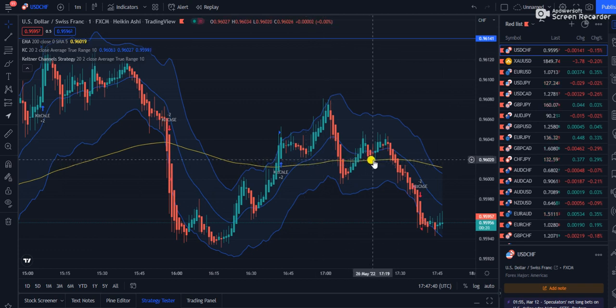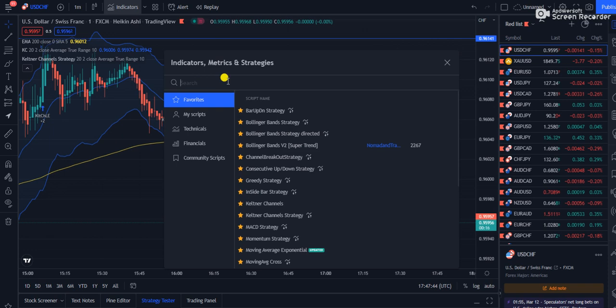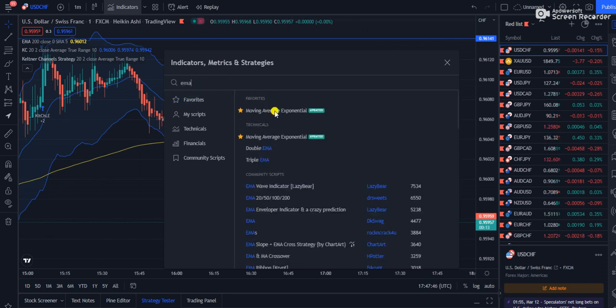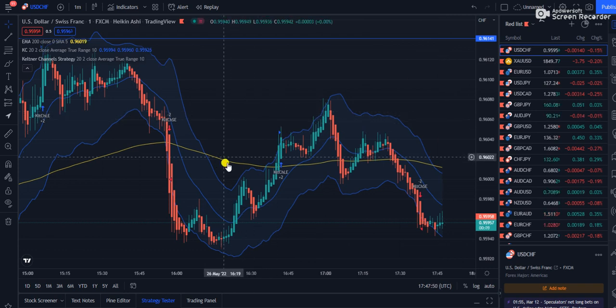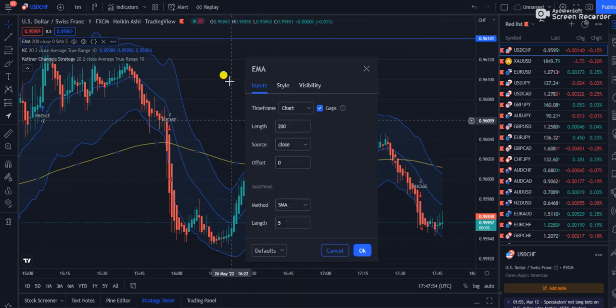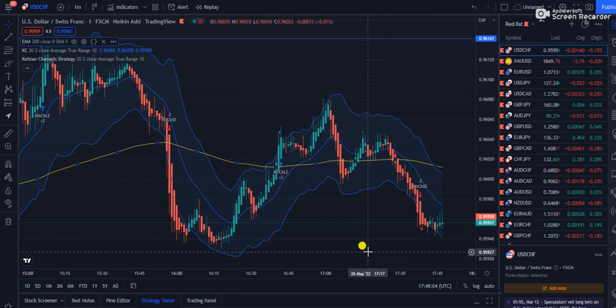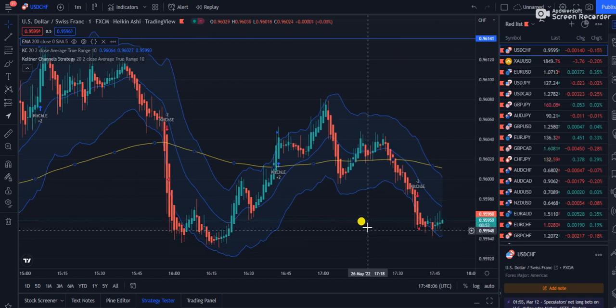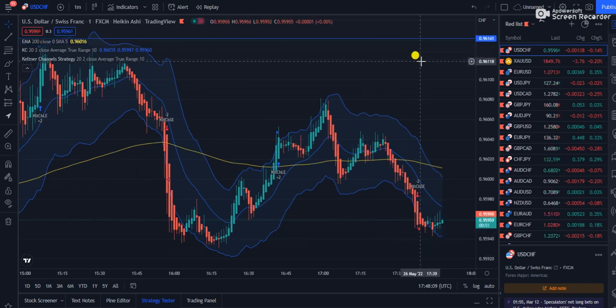Okay, the third one is the 200 EMA, and I have already made a video about the EMA. Just write EMA, choose moving average exponential, go to the moving average settings, and then set its period to 200, because when you install this EMA, the length might be something else. You have to make it 200. Okay, so now this is already set up for 1 minute scalping.